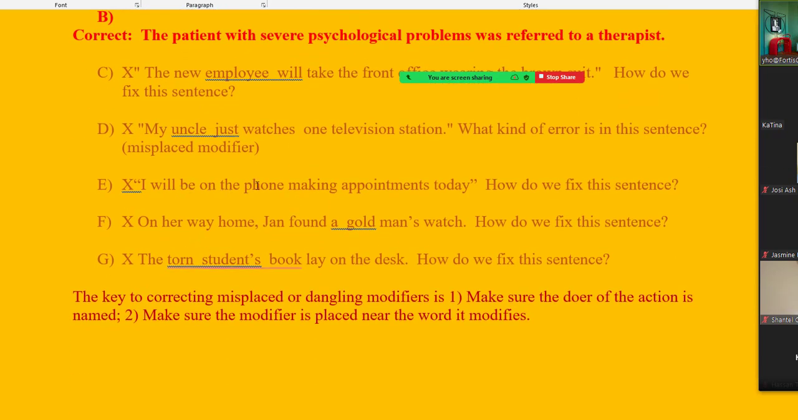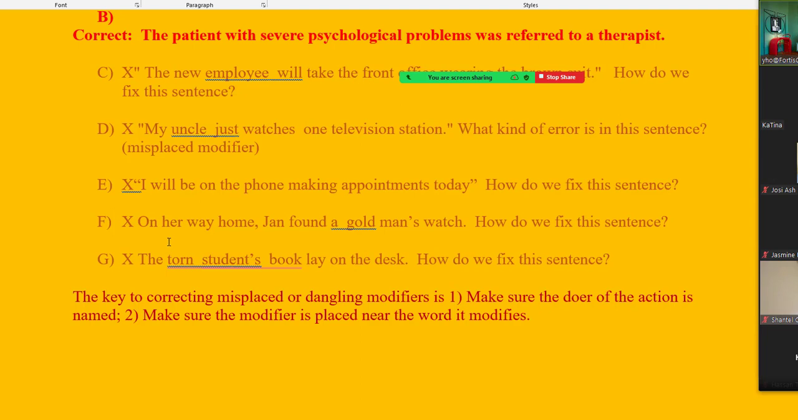I will be on the phone making appointments today. So is your phone making appointments? Did your phone suddenly have wings or arms and suddenly it's making appointments for you? No. So the correct answer is, I will be making appointments on the phone today. Yes, correct.